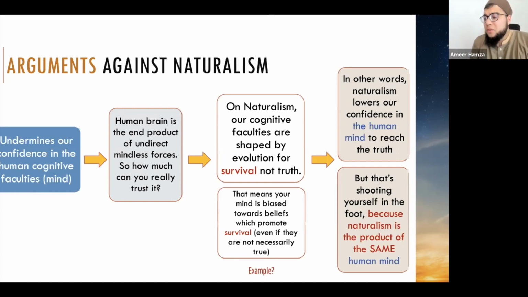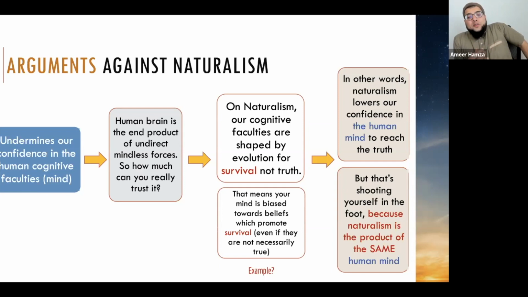But that's you shooting yourself in the foot, because if a naturalist says that your brain is biased towards survival, not necessarily the truth, thereby undermining the credibility of your mind, then guess what? Naturalism is the product of the human mind. How do we know it's not a survival convenience, but actually the truth? That's why it's once again self-refuting, because a naturalist is forced to conclude that because of evolution, survival is what matters, not necessarily the truth. Well, then the shoe is on the other foot. How do you know naturalism is the actual truth and not a product of a survival imperative? That's where naturalism becomes a problem.